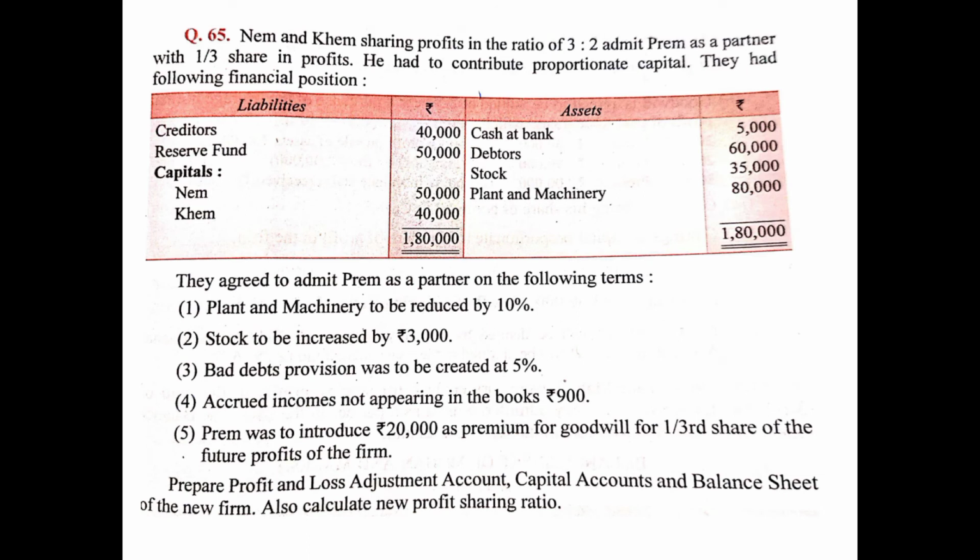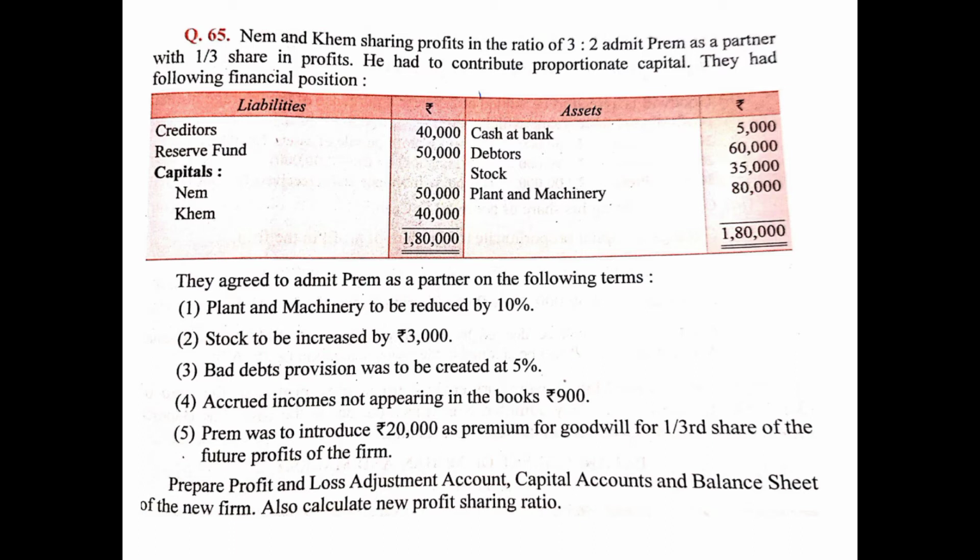Let us discuss an example to make it more clear. The example which I have taken here is the practical question number 65 from your book. The question says, Naman and Kamal are sharing profits in the ratio of 3:2. They admit Prem as a partner with 1/3 share in profits.